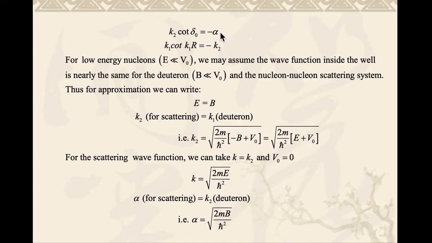And this alpha is for scattering and this K2 is for deuteron. So alpha for scattering is equivalent to K2 for deuteron. That is, our expression for alpha is root of 2mB by h cross square. We are simply taking that equation and we are not substituting this B with E because we need two equations.